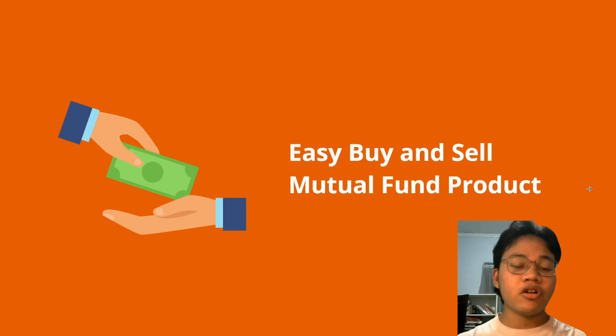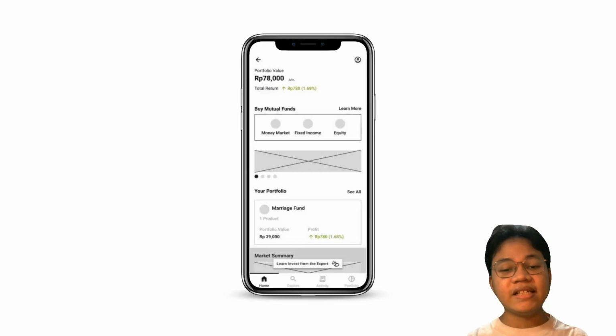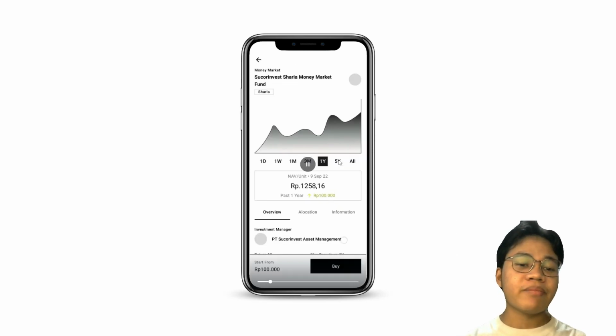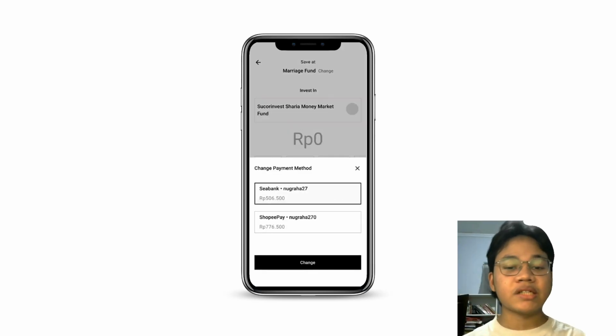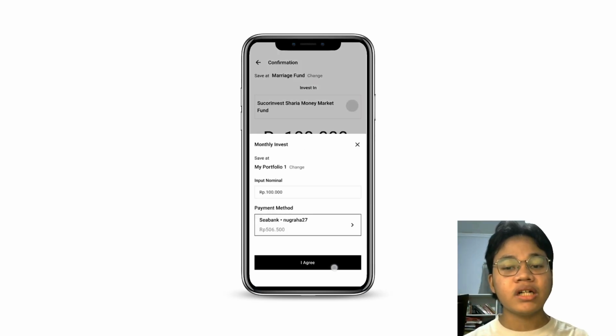SeaFast also has a feature of buying and selling mutual funds easily, equipped with good UI UX, taking the user experience to the next level, equipped with important info such as investment risk that allows Adrian to think about the risk.